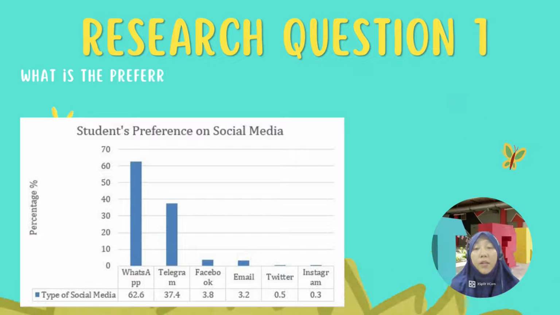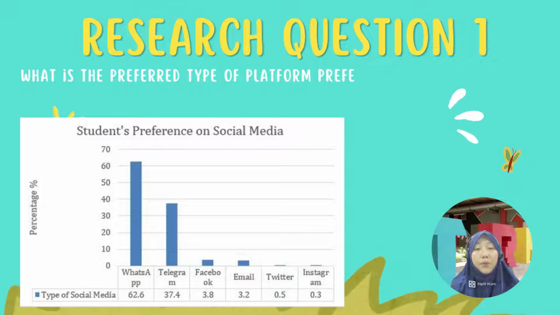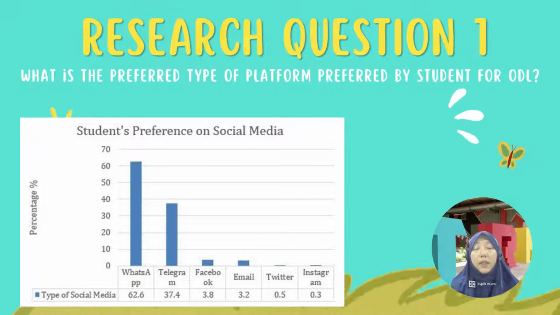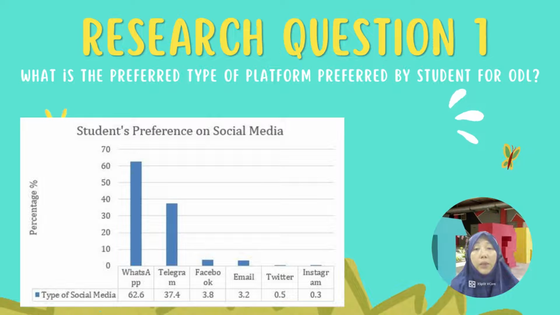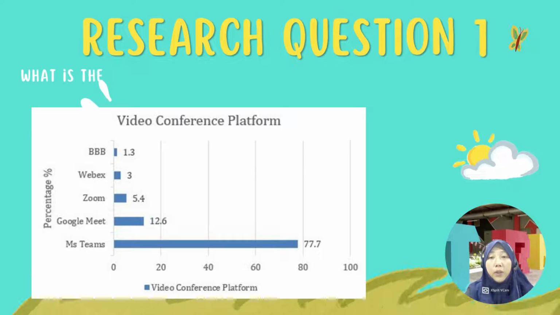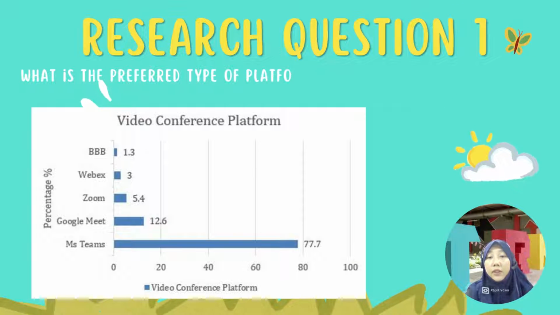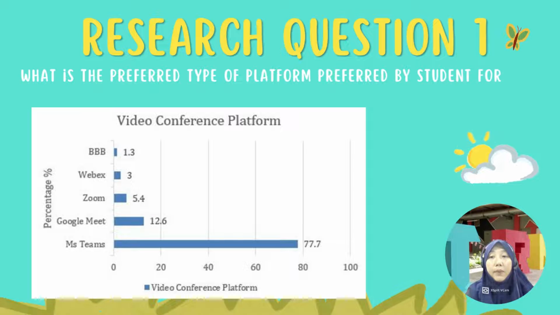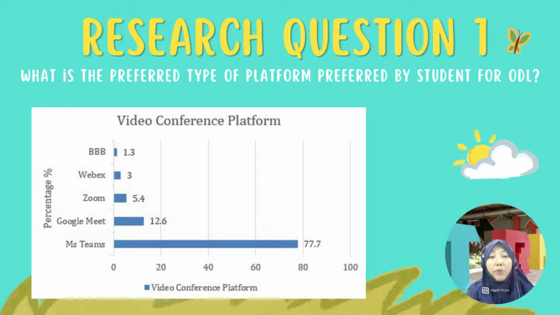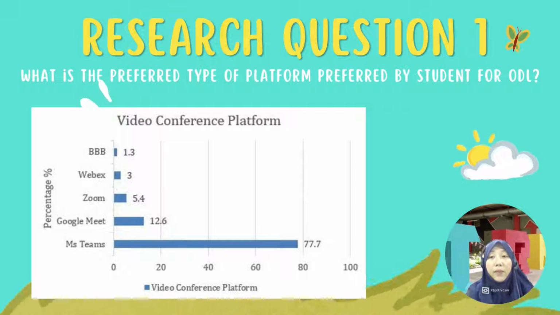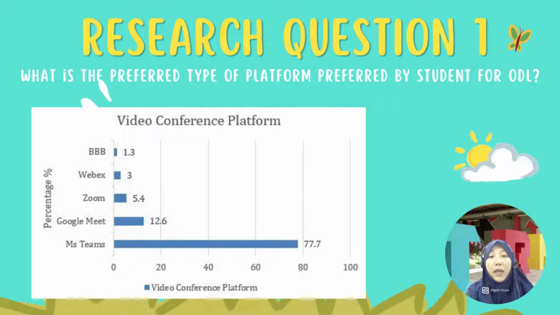The first question was devised to identify the preferred social media by students. Based on the result, 62.6% of respondents chose WhatsApp as the most preferred application to interact with the lecturers. The second question was designed to determine which platform for video conferencing was chosen by the students. Microsoft Teams was the most preferred, as 77.7% of respondents chose it over other video conferencing platforms: Google Meet 12.6%, Zoom 5.4%, Cisco Webex 3.0%, and only 1.3% chose Big Blue Button.